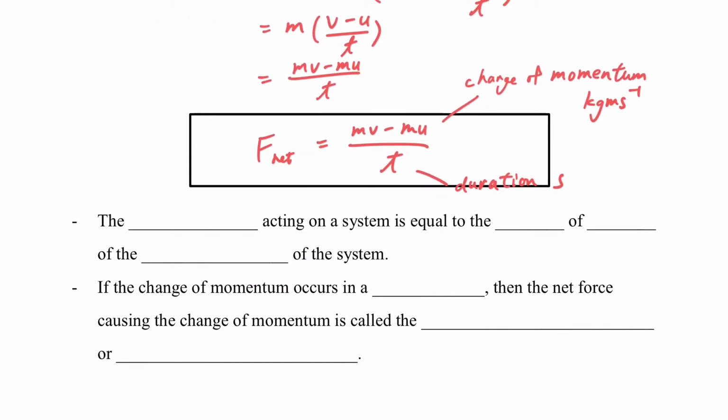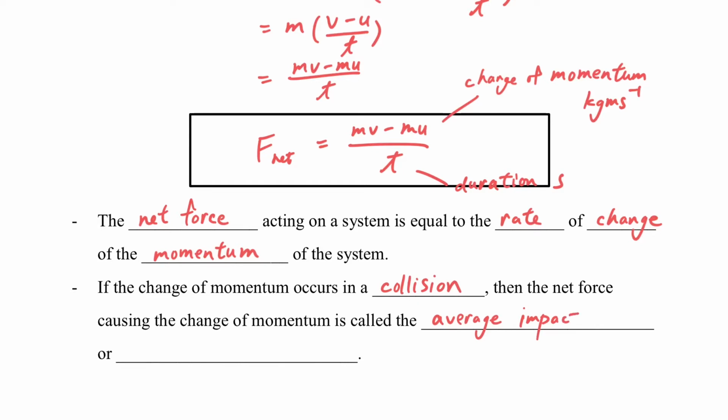What does the t here mean? The t here means the duration. We'll talk about it a minute later. So the net force acting on a system is equal to the rate of change of momentum of the system. If the change of momentum is caused by a collision, then the net force causing the change of momentum, we call the average impact force, or in another way, the average force of impact. So please note that when we use (mv minus mu) over t, we are finding the net force.